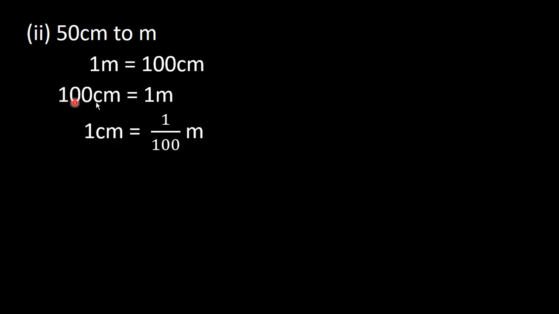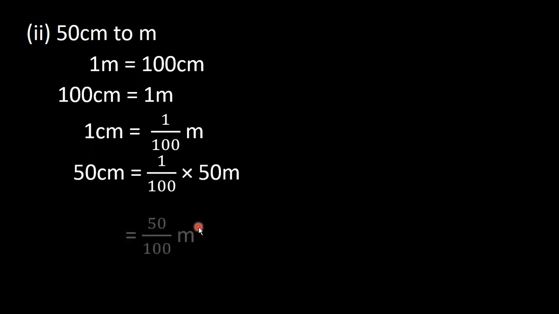Now, if I know that 100 centimeters is equal to 1 meter, and I want 1, then I just simply get this 1 here and divide by that. So 1 centimeter is equal to 1 over 100 meters. Then the 50 is going to be 1 over 100 times 50. That will give me 50 divided by 100, which is the same as 0.5 meters. I find that very nice.